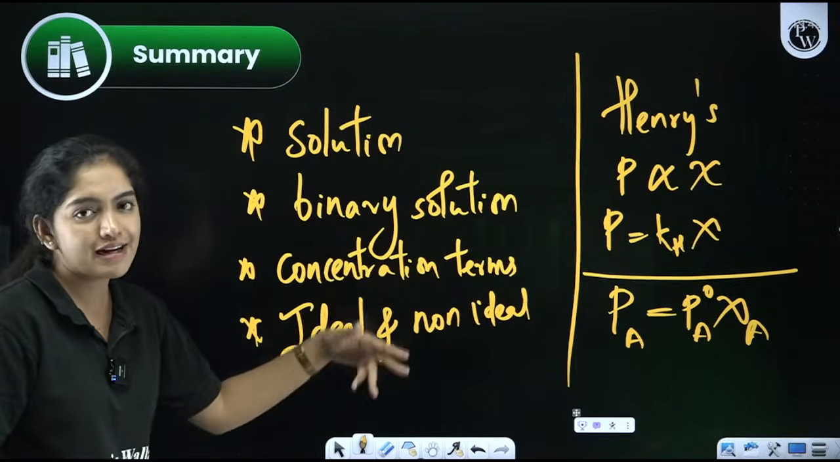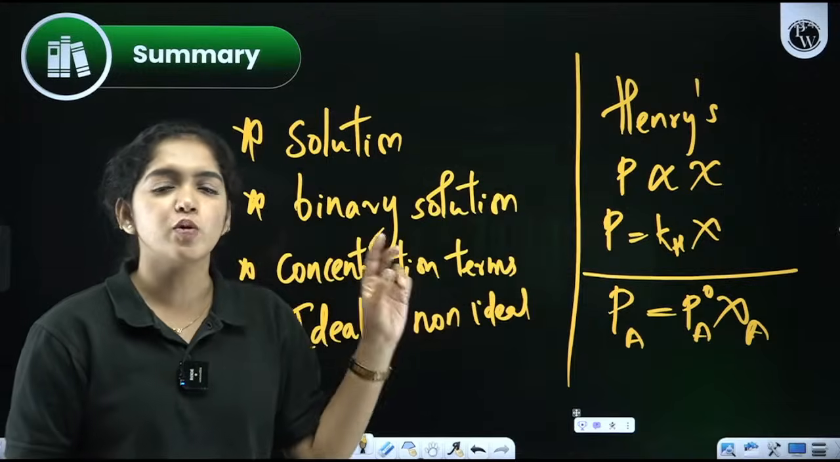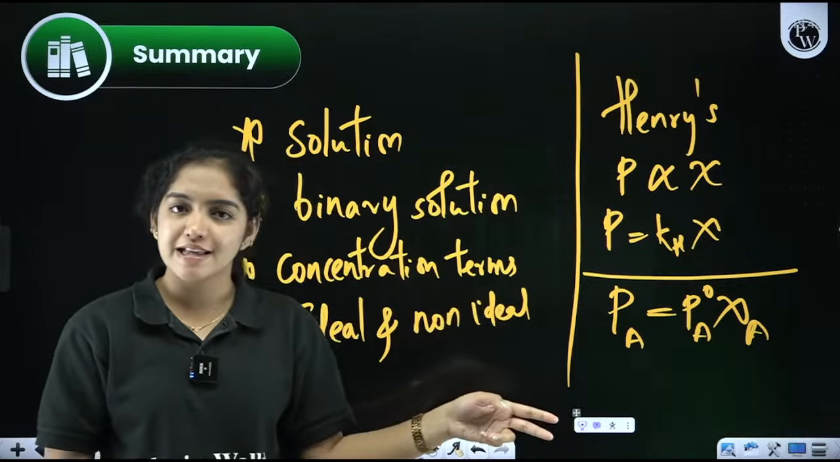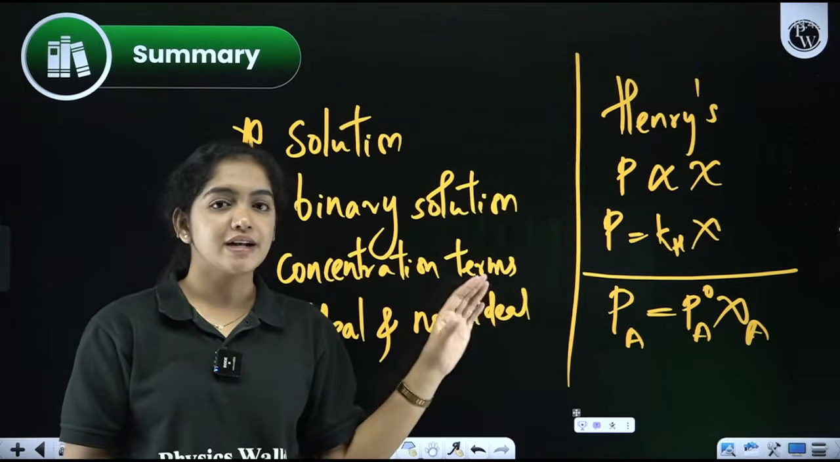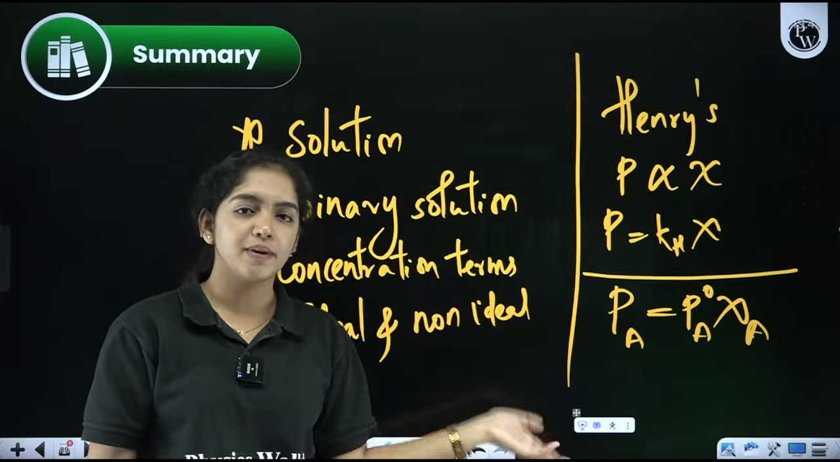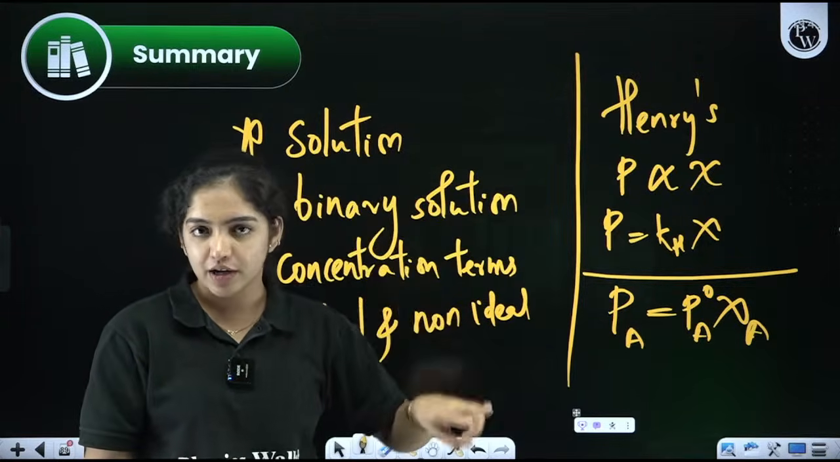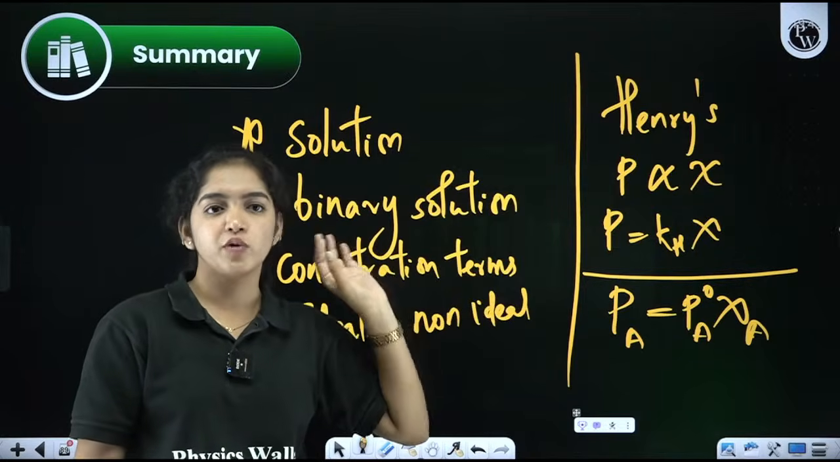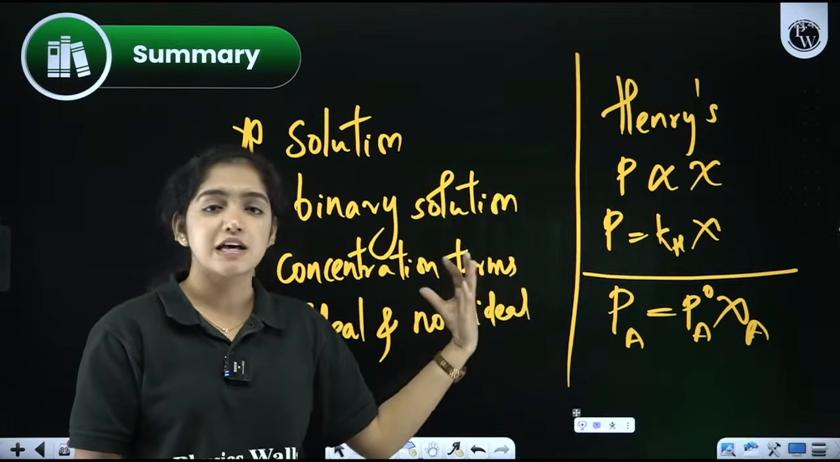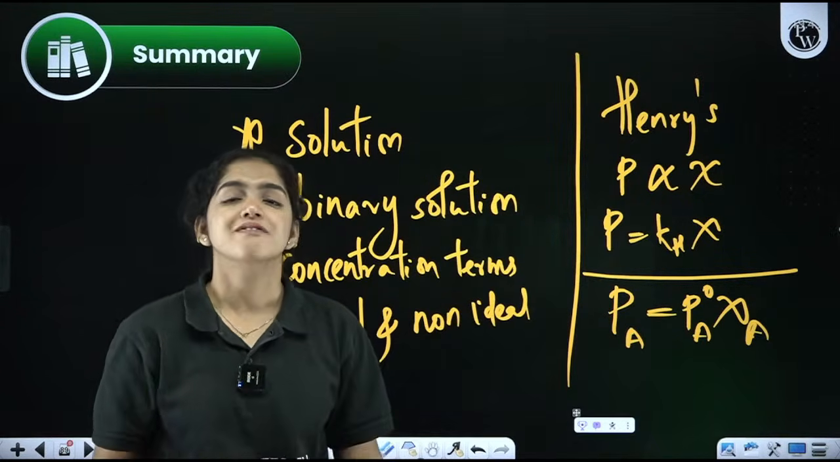And non-ideal is again classified into positive and negative. Positive means delta V mixing and delta H mixing are positive; AB interactions will be weaker than AA and BB. For negative, it is the opposite. Okay, and draw the graphs, it's very, very important for those topics. If it is asked in the exam, you should draw the graph and explain with examples.